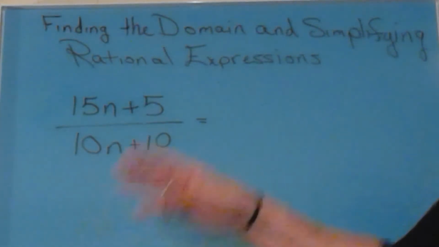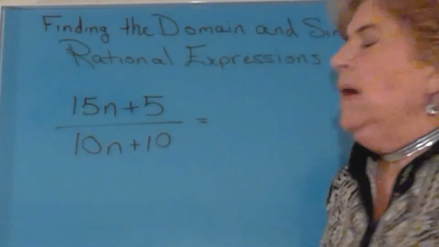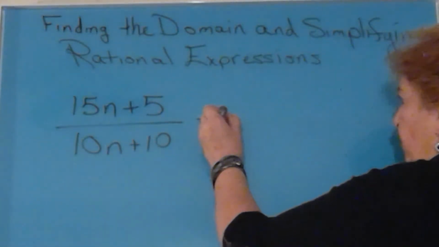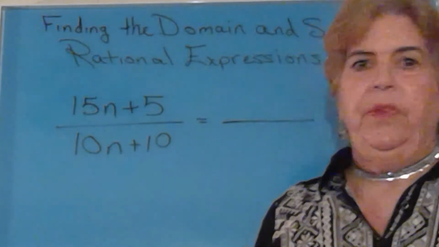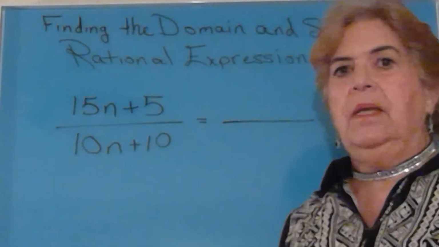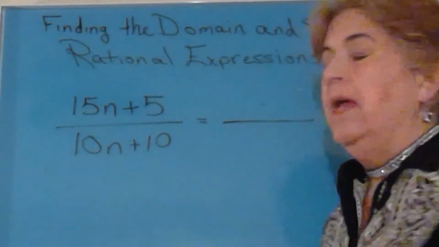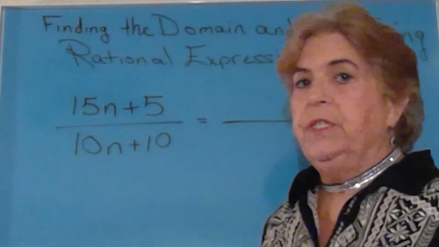Some of you might be able to look at this and say, oh, I know what divides out, and go ahead and divide it out. I really think it's a good idea if you write out the factored form before you just start doing things, because you need to make sure that you don't make any careless mistakes. And when you see the factored form, it's going to make it easier for you to see what you're working with.